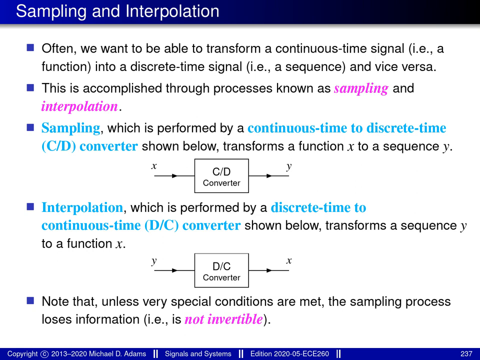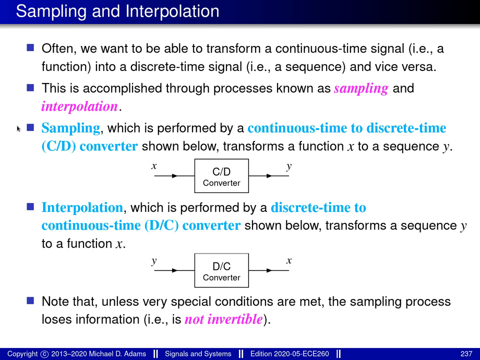Often we want to be able to transform a continuous time signal, in other words a function, into a discrete time signal, in other words a sequence, and vice versa. This is accomplished through operations known as sampling and interpolation. These operations are of fundamental importance as they establish a link between the analog and digital worlds.